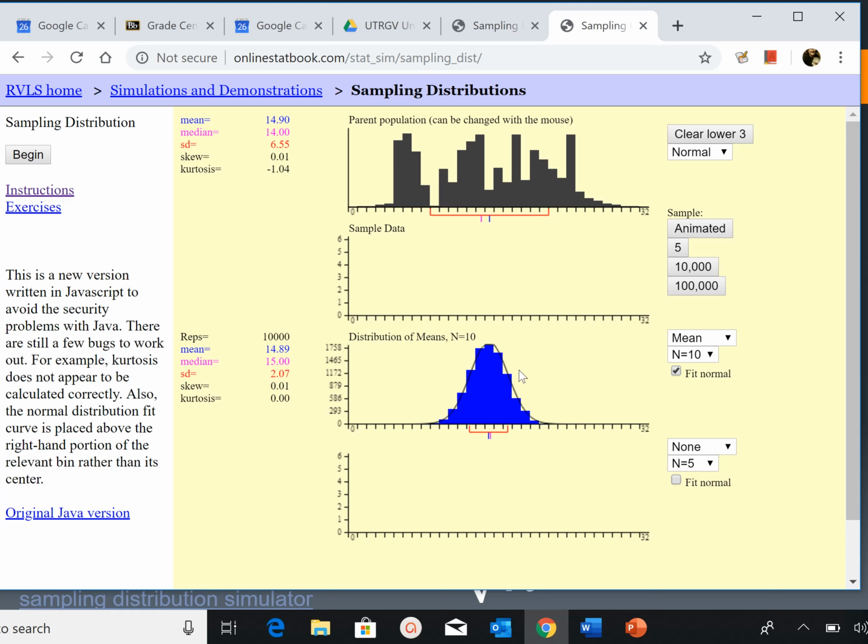So I hope you've enjoyed that demonstration of the beauty of the central limit theorem as much as I did. Thank you for listening.